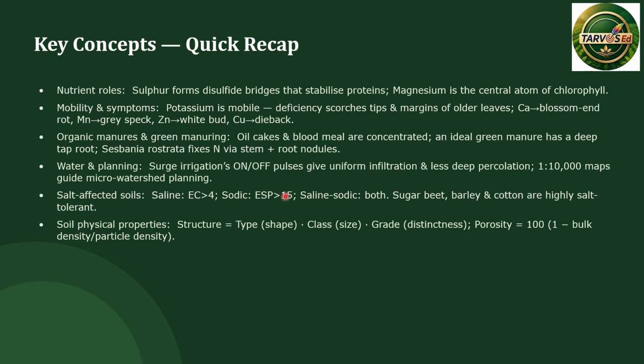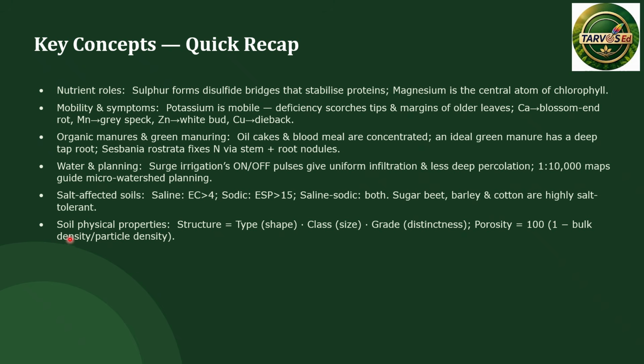And the salt affected soil: the saline soil will have more than 4 EC, and sodic soil will have more than 15 ESP, and the saline sodic soil will have both EC and ESP more than the threshold level, but the pH will be less than 8.5 unless the leaching is done. When the leaching is done, the salt content will be leached and the sodium will be dominating and the pH will increase. And sugar beet, barley, cotton, and date palm are highly salt tolerant crops.